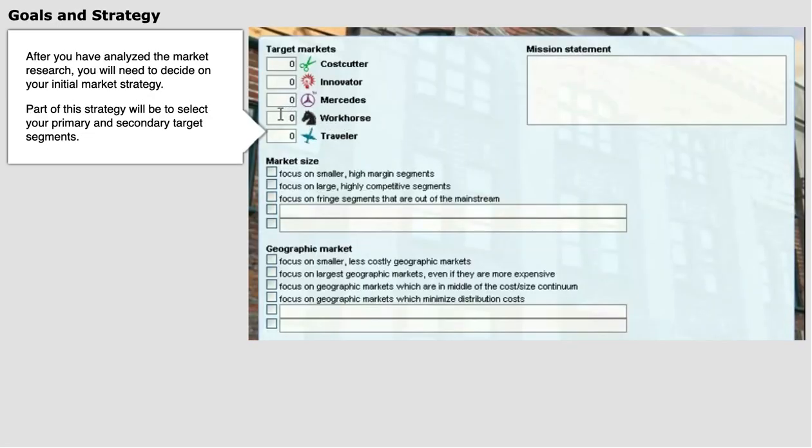After you have analyzed the market research, you will need to decide on your initial market strategy. Part of this strategy will be to select your primary and secondary target segments.